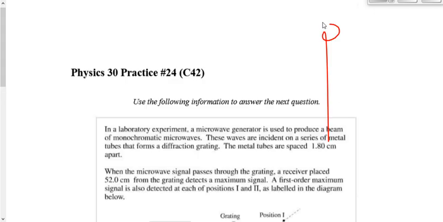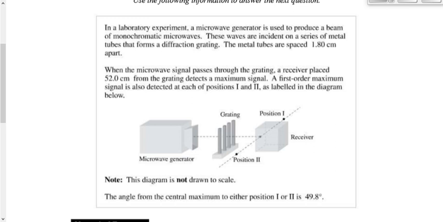What do you think this 1.8 centimeters corresponds to? What variable is that? The metal tubes that the microwaves go through are 1.8 centimeters apart. It's not x, somebody said. It's going to be d, yeah. This is the distance between the openings, the distance between the slits.